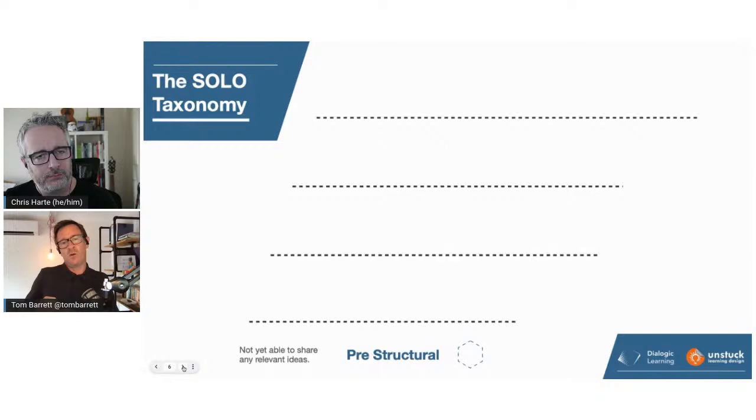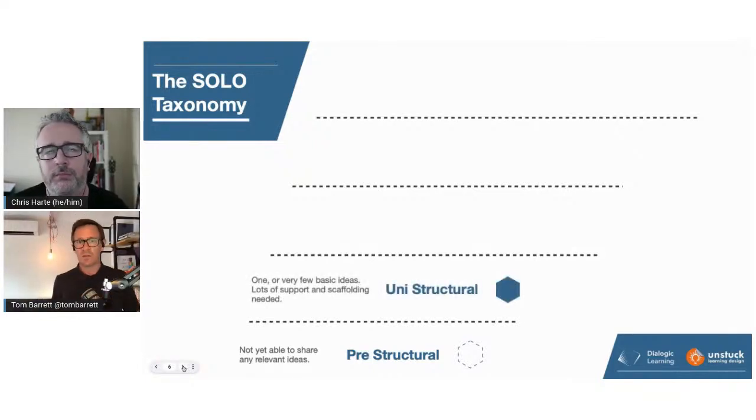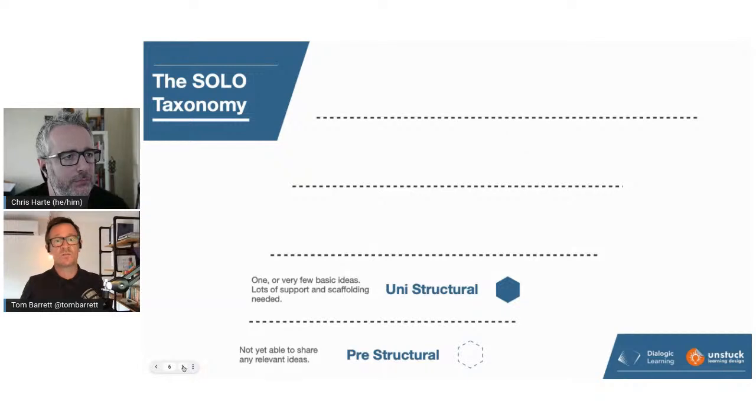This is where a student is not yet able to share any relevant ideas about a particular outcome that you're learning. So this is sort of approaching a level of understanding, a pre-structural level. The next level would be a uni-structural level, the idea of being able to share one or very few basic ideas. Perhaps the student needs lots of support to get there, and has a relatively surface level understanding of something that you're learning about.